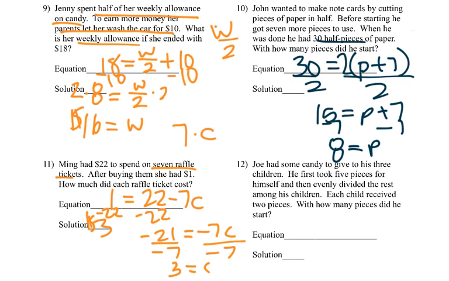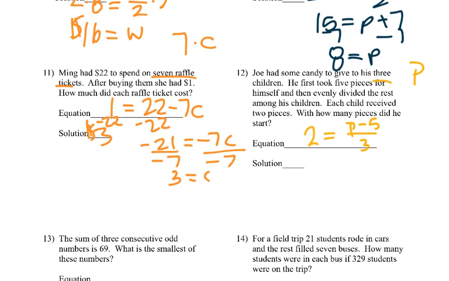Okay, 12. Joe had some candy to give his 3 children. He first took 5 pieces for himself and then evenly divided the rest among his children. Each child received 2 pieces. With how many did he start? Okay, so we had P pieces of candy. And first, he took 5 pieces. Then he divided them evenly among his 3 children. So it should look like that. So times both sides by 3. We get 6 equals P minus 5. Add 5. We get 11 equals P. So we had 11 pieces of candy.